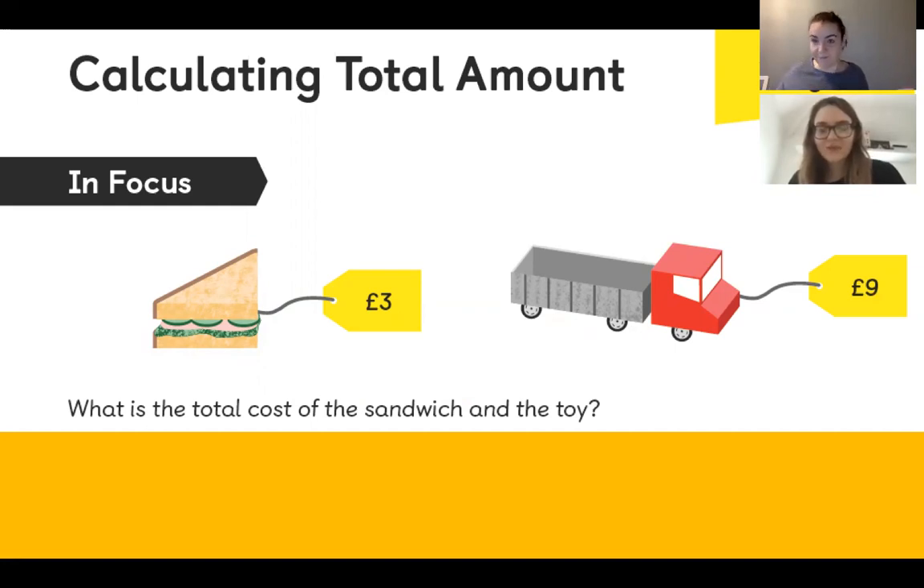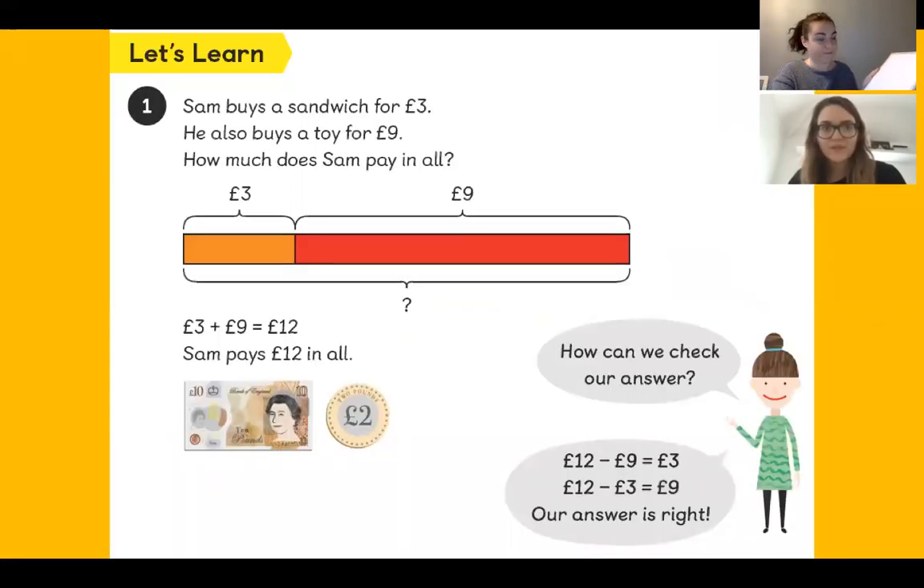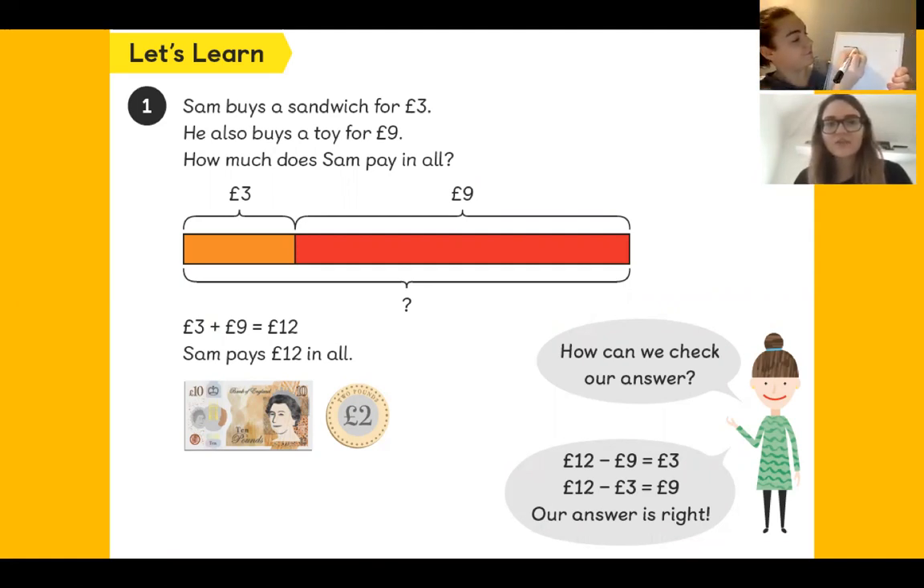Welcome back. Let's go through the answers and to see how your book has worked it out. So let's learn. We have a bar model to show us how much money Sam has spent, okay? So Sam buys a sandwich for £3. He also buys a toy for £9. So we are going to draw you a bar model to show you. So sandwich is £3 and the toy is £9. The question is, how much does Sam pay in all, okay?